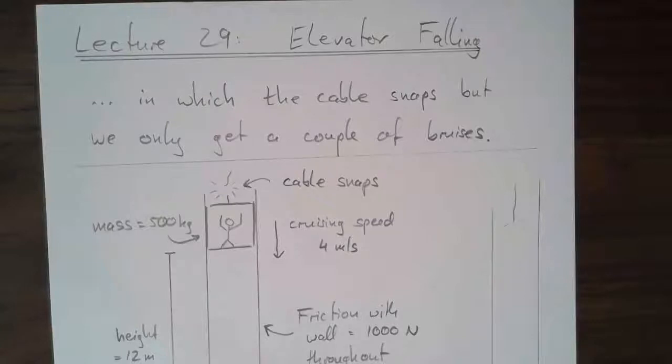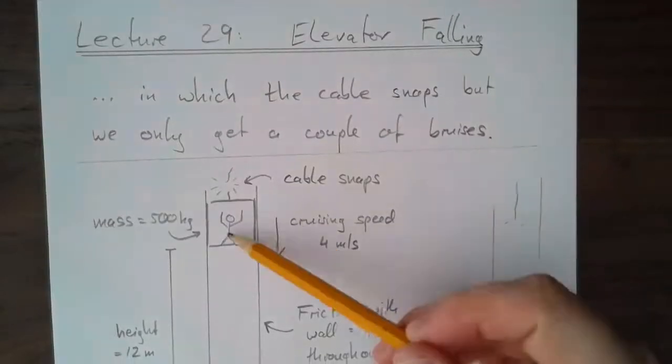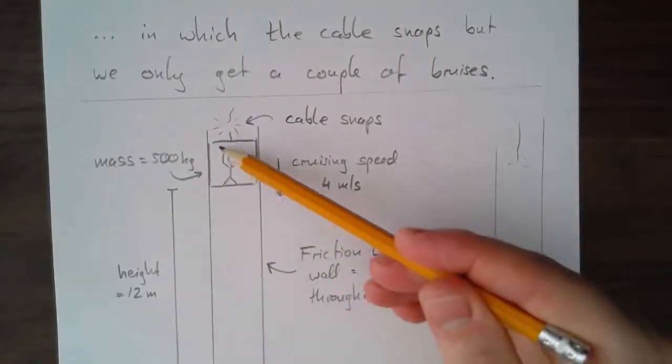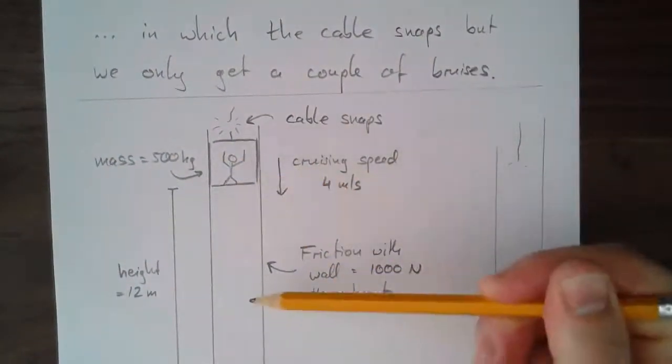Hi, this is lecture 29, and this is going to be another long example in which we're going to use energy and work together to figure out something. So the scenario here is an elevator that's falling. Imagine a cable has snapped and now the elevator, drawn here to perfection, is falling.